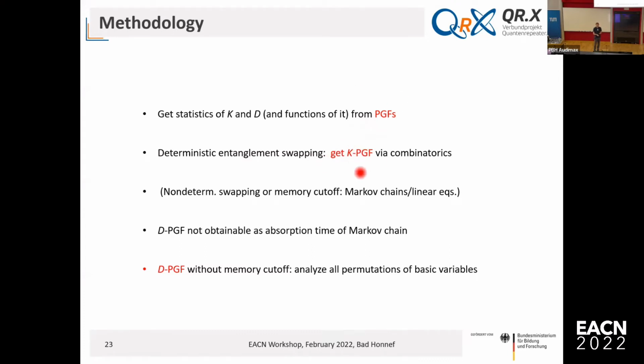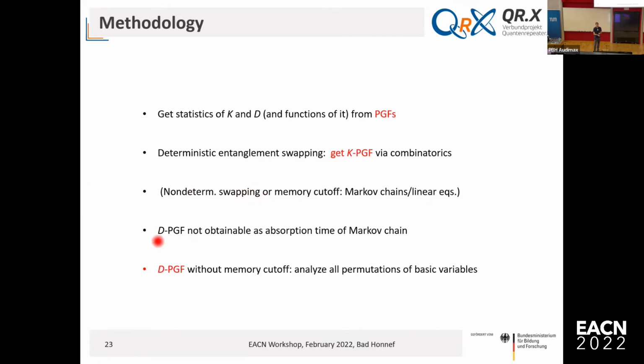Well, there's a distinction for K and D. For K, and assuming deterministic entanglement swapping, we can do it via simple combinatorics. We have a closed expression for the rates, but we can also get these PGFs for K. For the non-deterministic swapping case, this is actually already a bit tricky, but one can use Markov chains or linear equation systems. But mainly we are talking here about deterministic entanglement swapping.